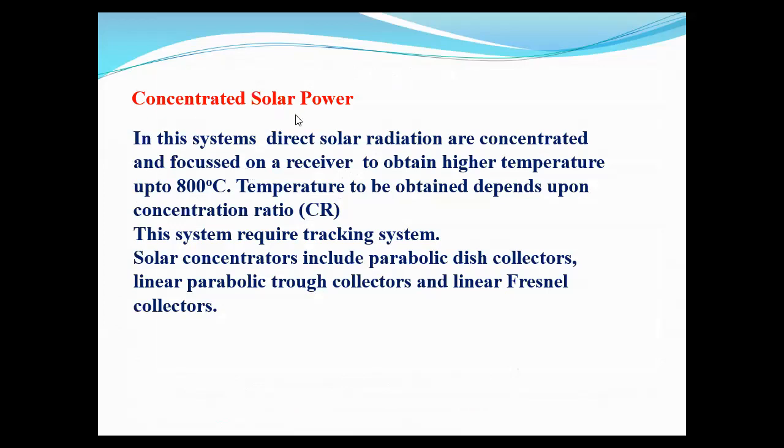Concentrated solar power is used for the medium temperature solar thermal power plant. In this system, direct solar radiation is concentrated and focused on a receiver to obtain higher temperatures up to 800 degrees Celsius. The temperature obtained depends upon the concentration ratio of the concentrator. This system requires a tracking system so that the reflectors follow the sun. Solar concentrators include the parabolic dish collector, linear parabolic trough collector, and linear Fresnel collectors. These are the concentrators.